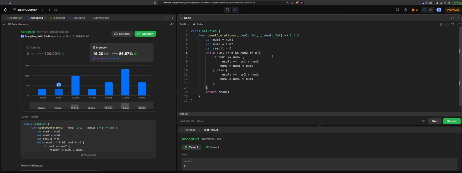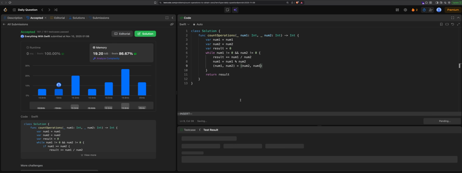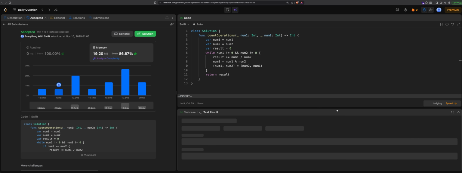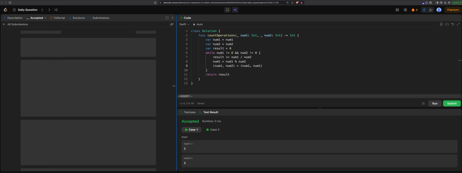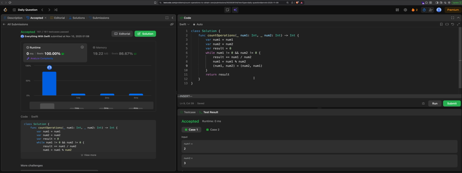I think we can do some simplification here by using something called the greatest common divisor. Maybe let's try. After we update num1 and num2, we can simply swap num1 and num2, so num2 goes to num1. Let's check it out. Alright, I think that is pretty much it. Let's check, and the time complexity will still be the same, and the same for the space complexity.